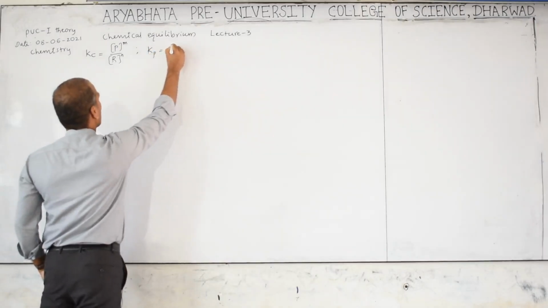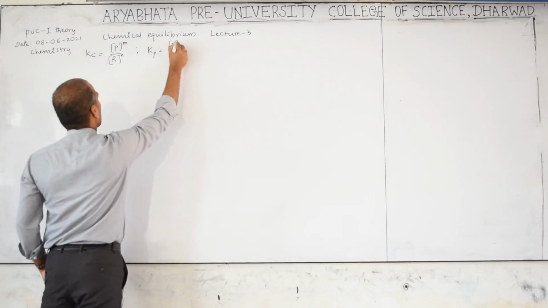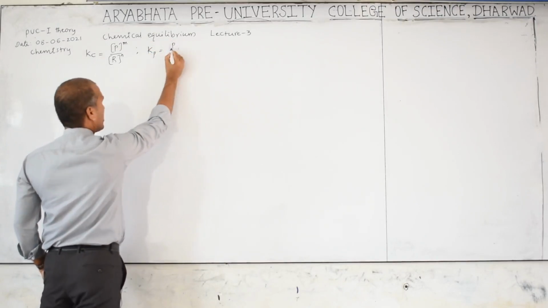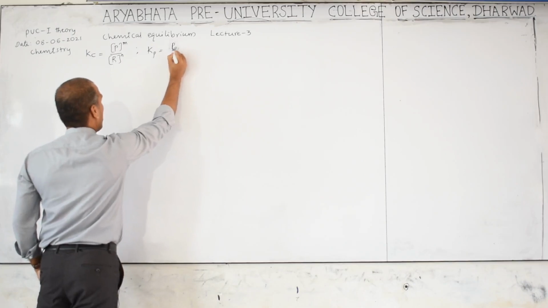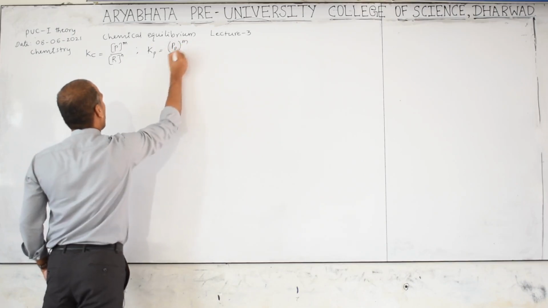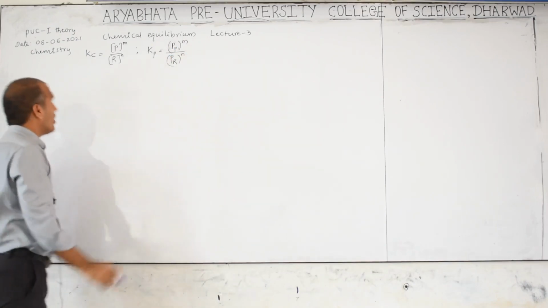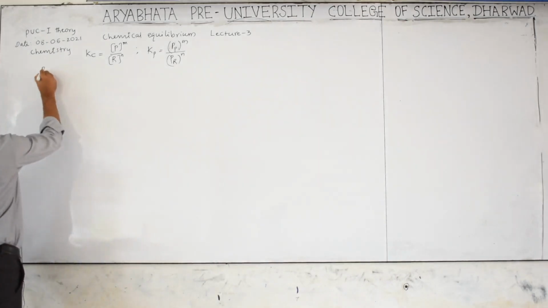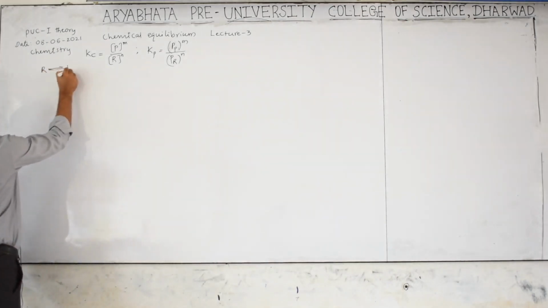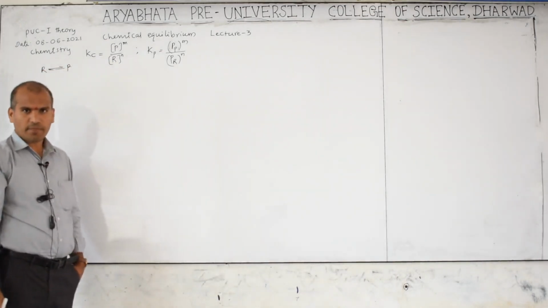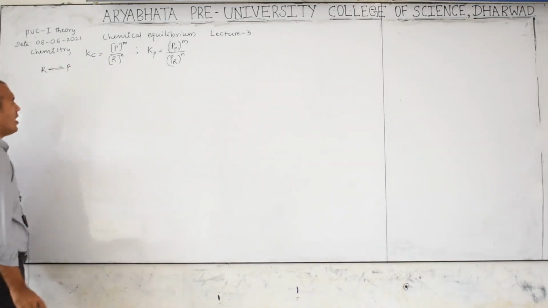And another one is Kp. This is the partial pressure of P whole power m, in the denominator the pressure of reactant whole power n. When the reactant is converted into product, these equations are applicable. I think this is very clear.